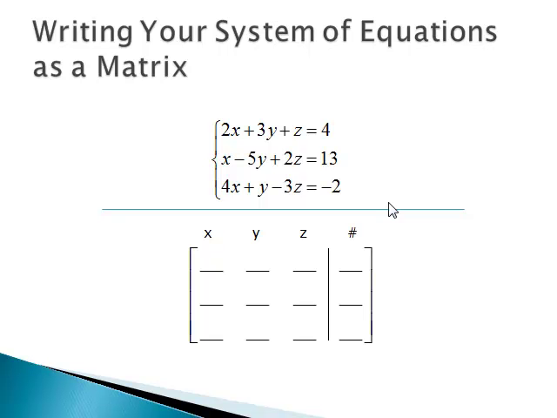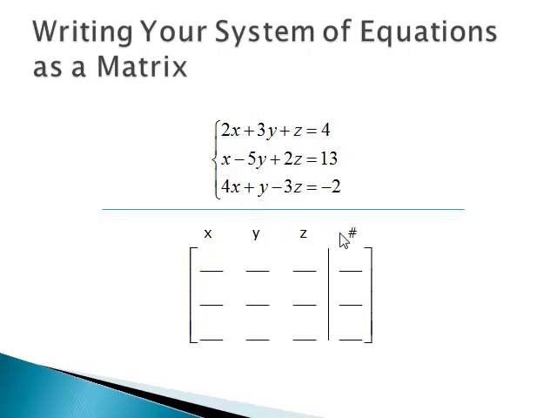Notice that the initial equations all are of the form where you have something with x, and then something with y, and then something with z. Then you have an equal sign, and then you have a number that's after that. When we set up our matrix, it's really important that our equations are in this form before we begin.